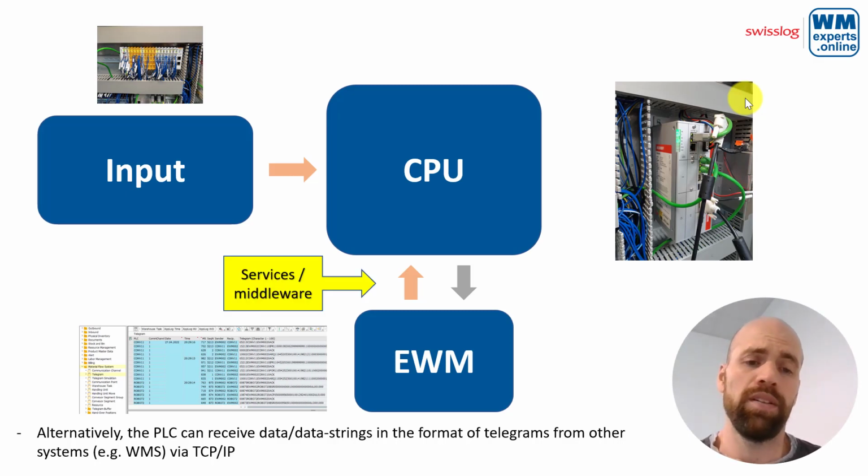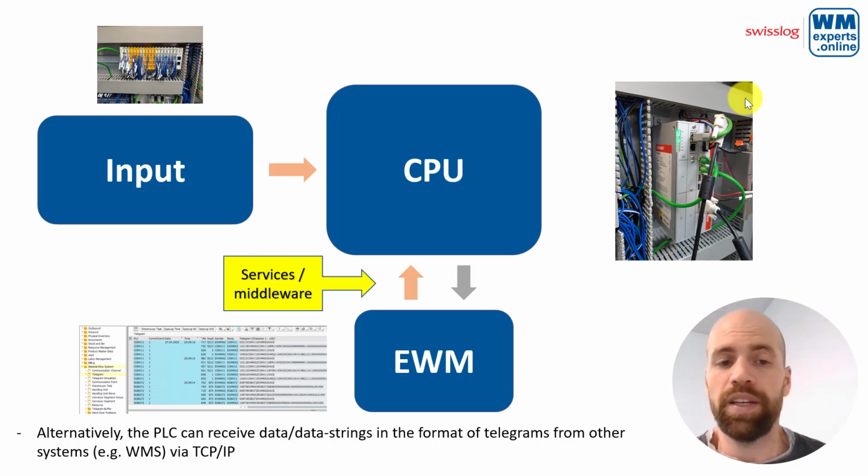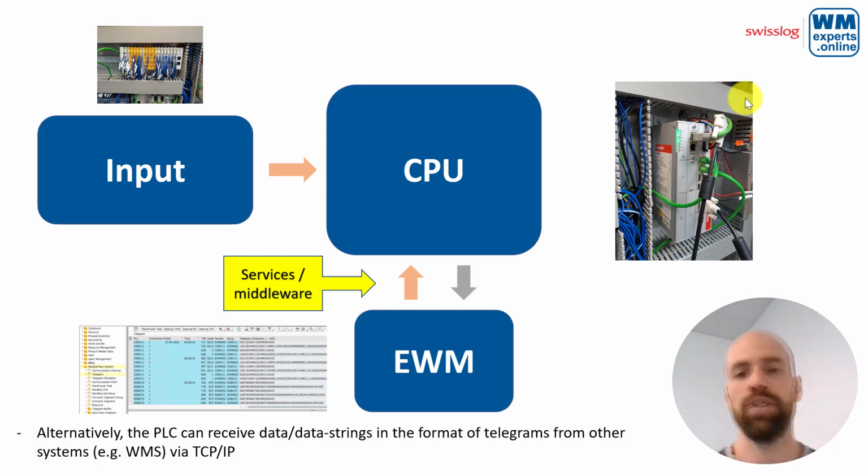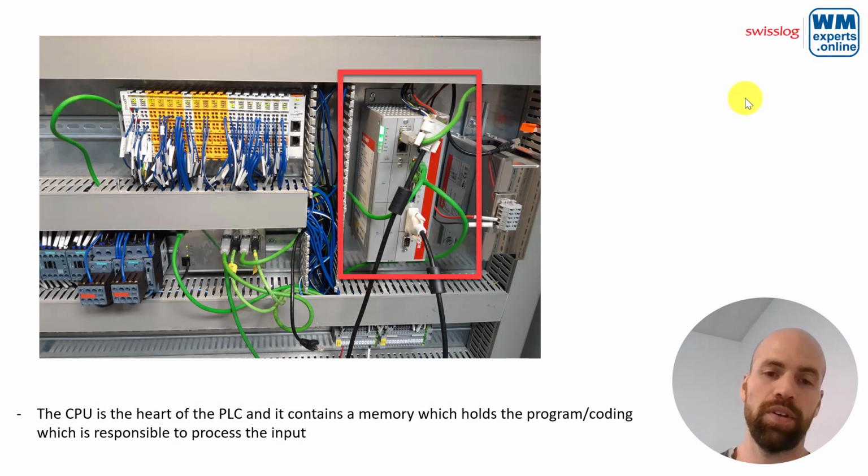Then there might be middleware in between a system like EWM, which exchanges telegrams with the CPU, with the PLC here. For example, in order to convert from RFC to TCP/IP based communication, or in order to distribute telegrams among different PLCs on the subsystem level, and so on. So that's what I mentioned before, and that's what you saw on the rack in the cabinet already, the CPU, which is connected with the inputs, and which is the heart of the PLC holding the program, and the coding actually, which is processing the input.